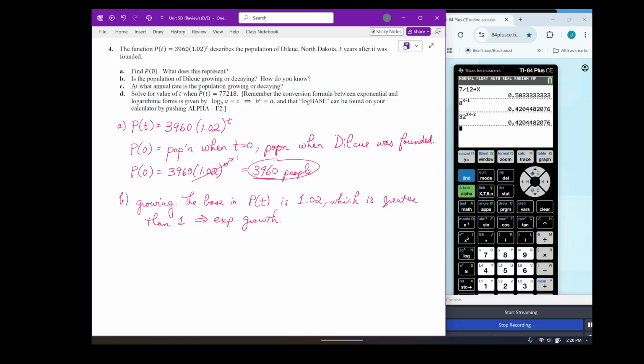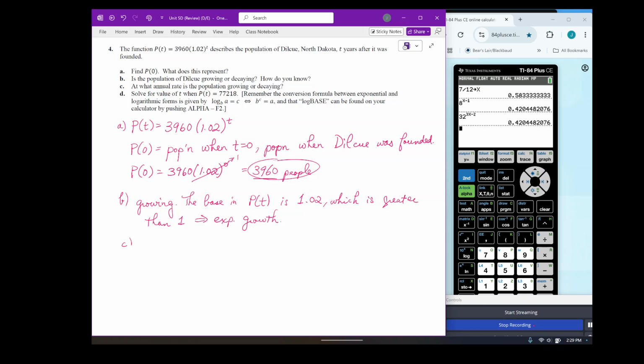You can also think of it as every time you increase t by 1, you're multiplying by another 1.02. Like when t is 1, you multiply 3960 by 1.02. When t is 2, you multiply that by another 1.02. When t is 3, you multiply by another 1.02. You keep multiplying by stuff that's more than 1, so it has to keep getting, in this case, a little bit more than 1. So it's growing a little bit more each time.